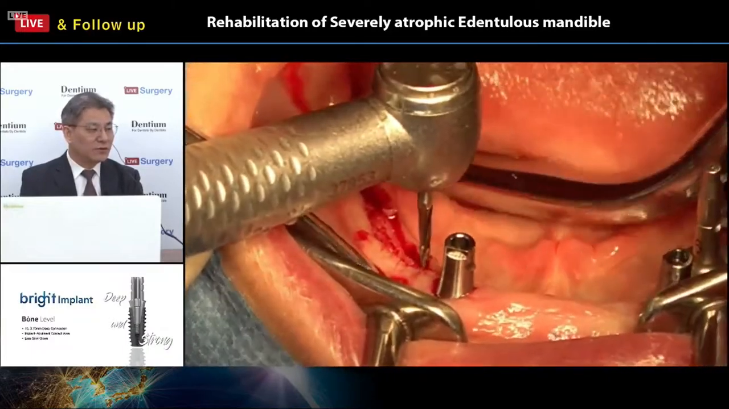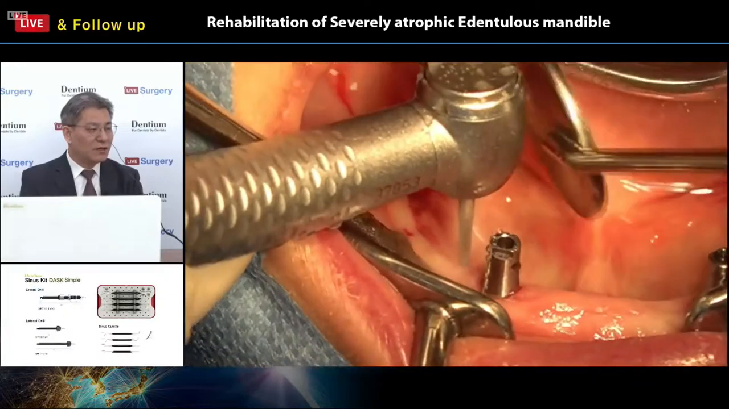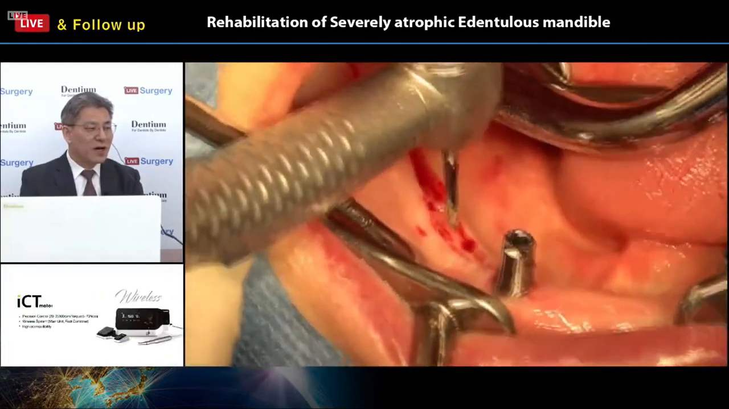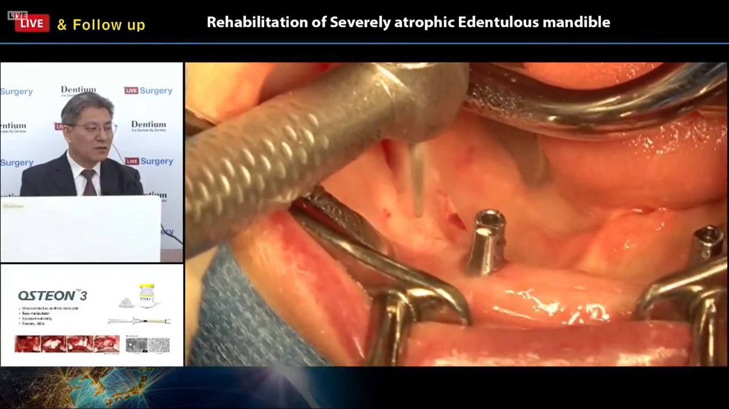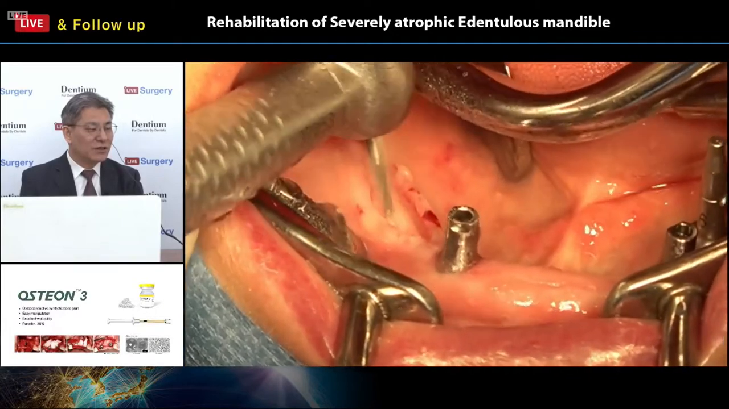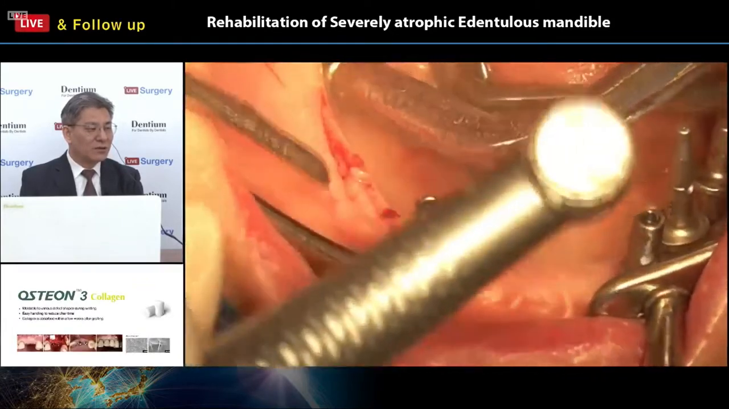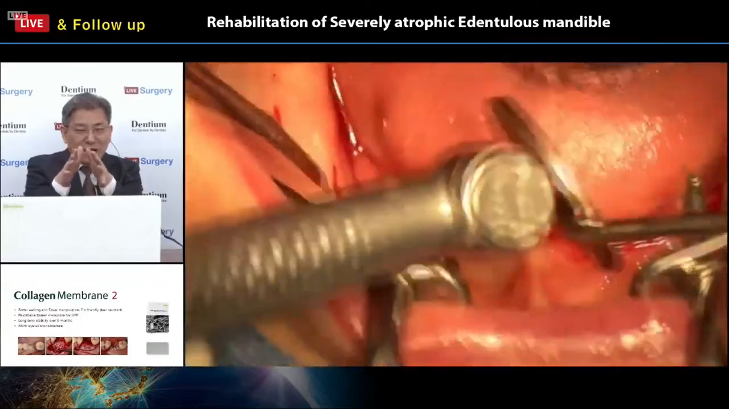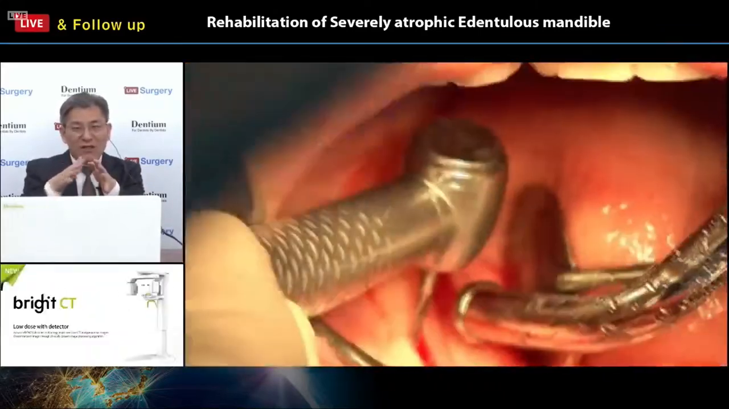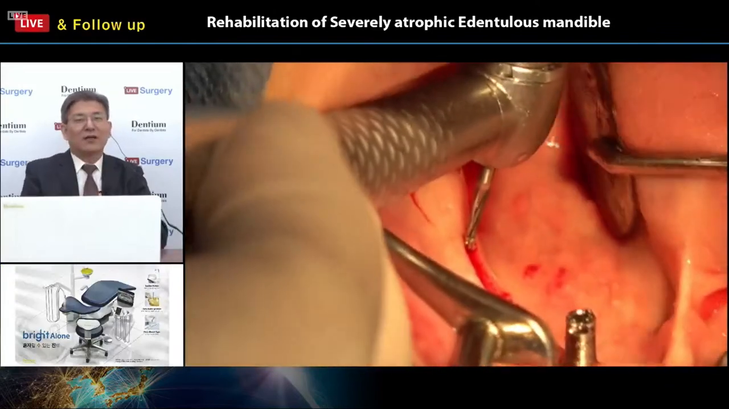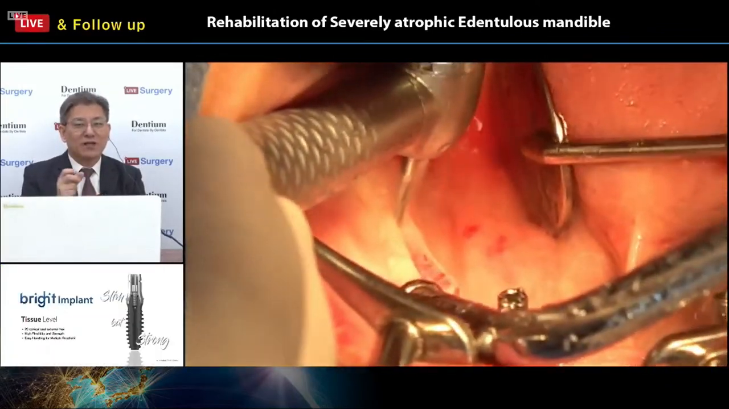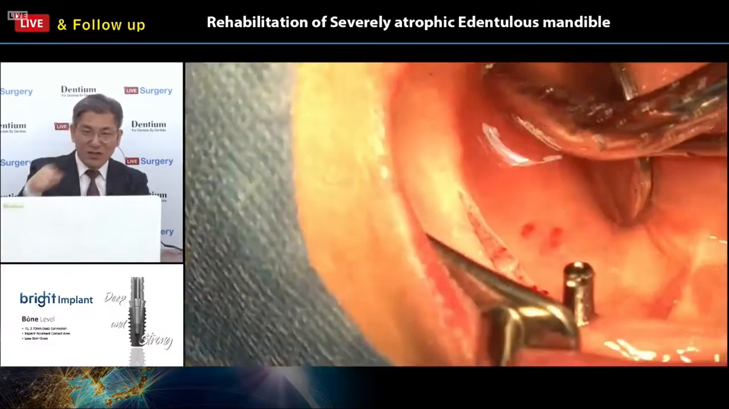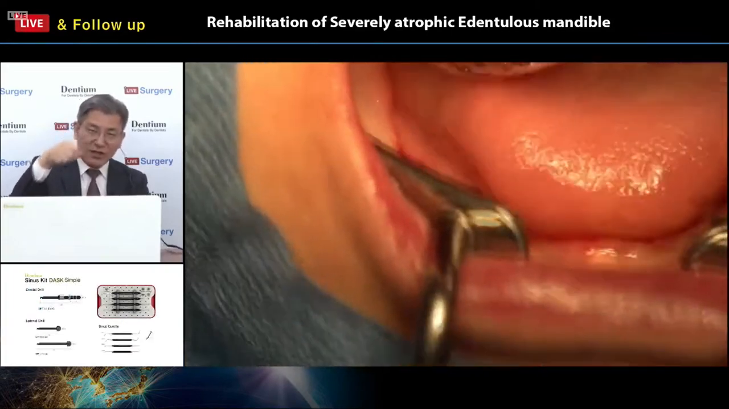Okay, move to the lower right area. The same as before, this fissure bur with high speed was used to make a dent on this hard bone. Actually, with a narrowed ridge with thick cortex, or a narrowed ridge with hard bone, it is very difficult to make a proper osteotomy when starting with the initial drill, because these sloped areas are easy to slip when you drill, right?